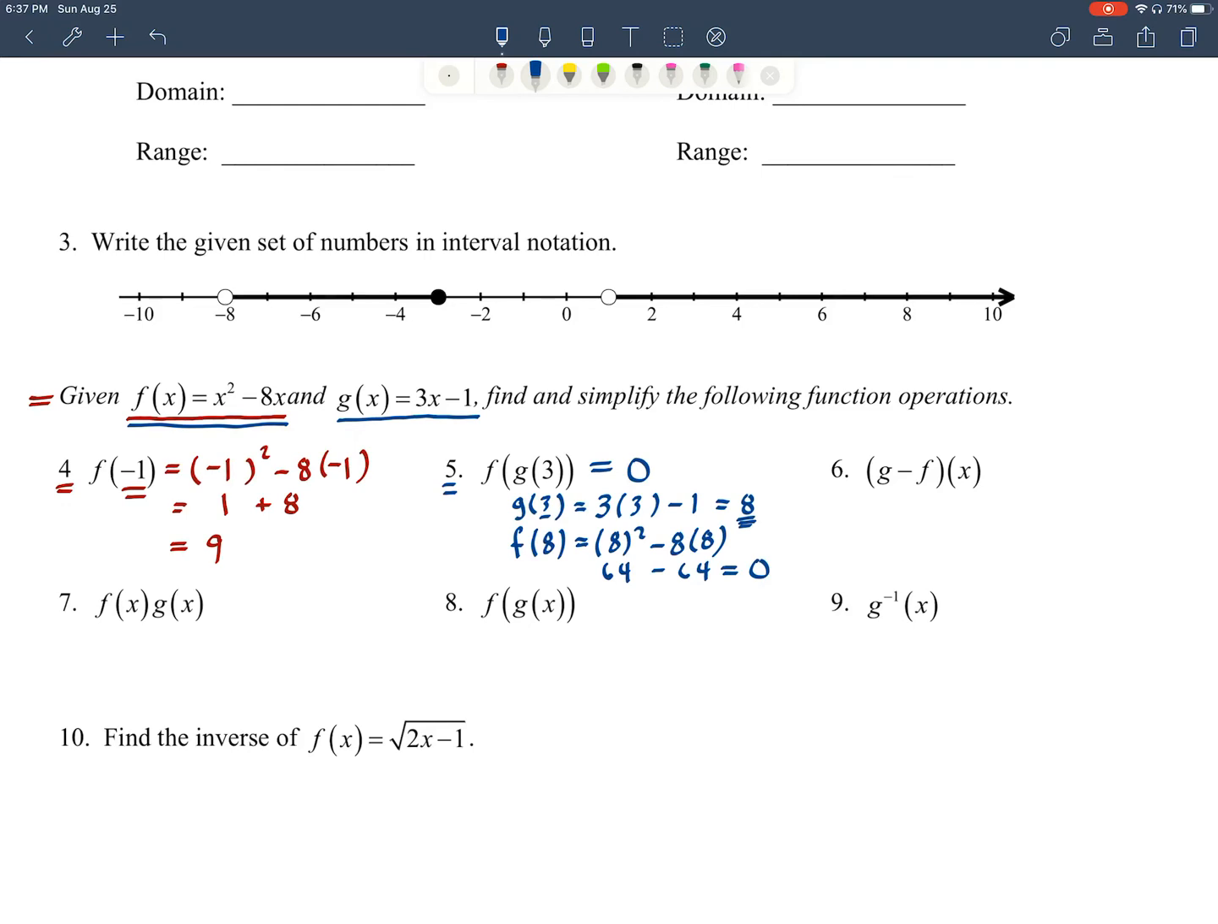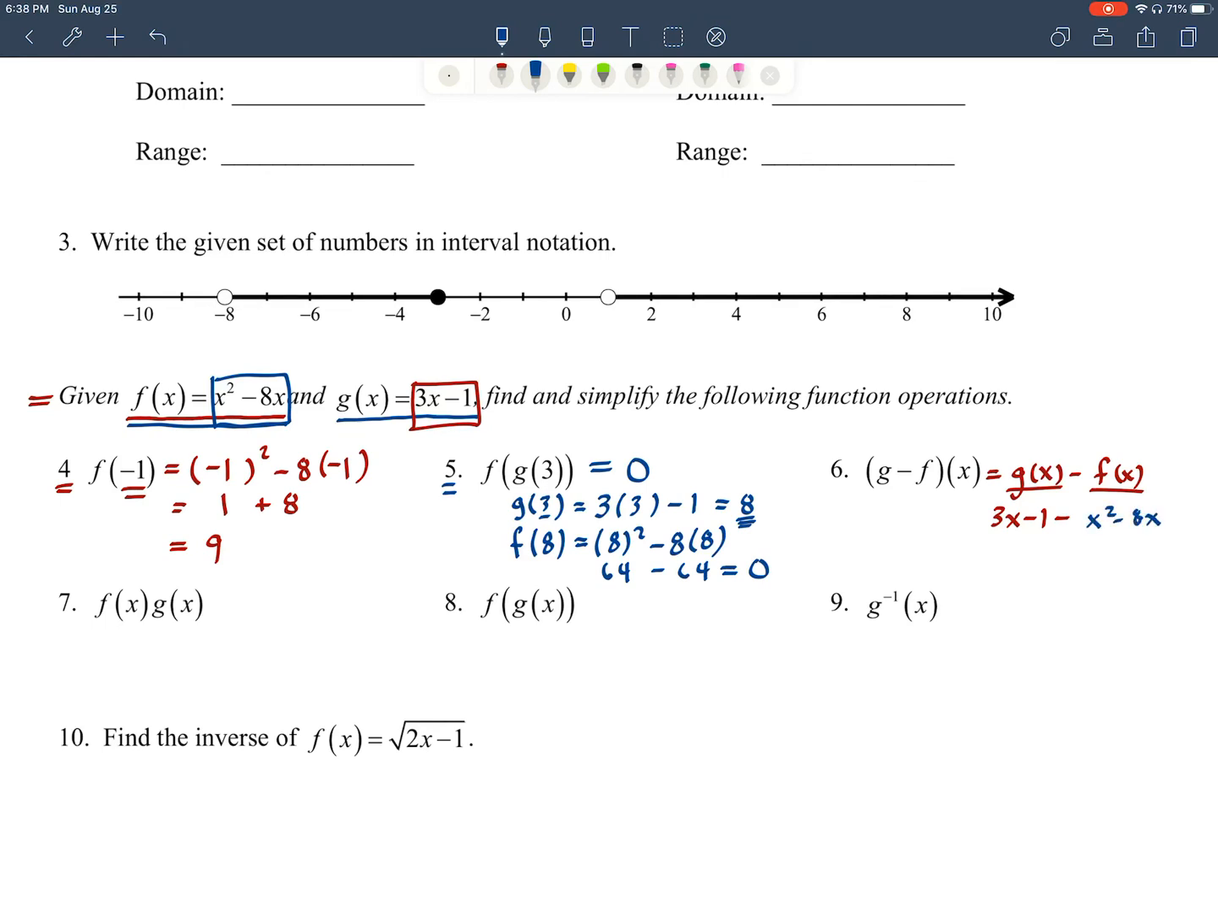Number 6, we're just going to do some operations here. It says g minus f of x. So remember, that's the same thing as saying g of x minus f of x. So rather than just using their names, we're going to substitute in the expressions that go with them. So g of x is equal to 3x minus 1. So we're going to plug in here 3x minus 1 in place of g of x, minus, then our f of x is equal to x squared minus 8x. So we're putting in x squared minus 8x.